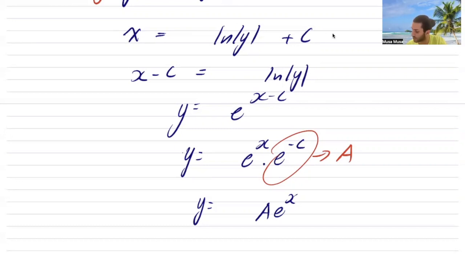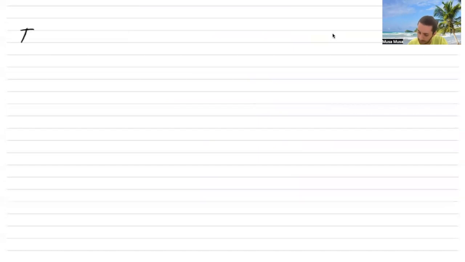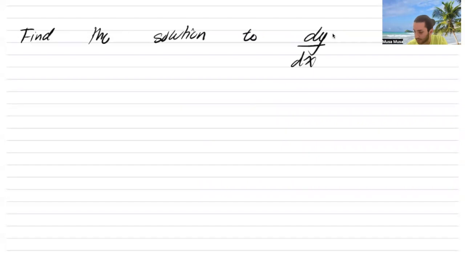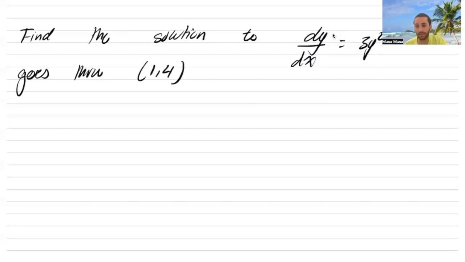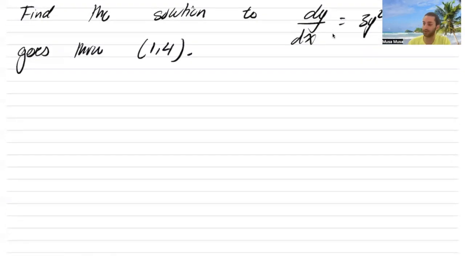Do I have any other questions to give? Yeah, actually I do. How about this one? So find the solution to dy on dx equals 3y squared, and then we can say it goes through (1, 4). All right, have a go. Once you've had a go, let's go through this.